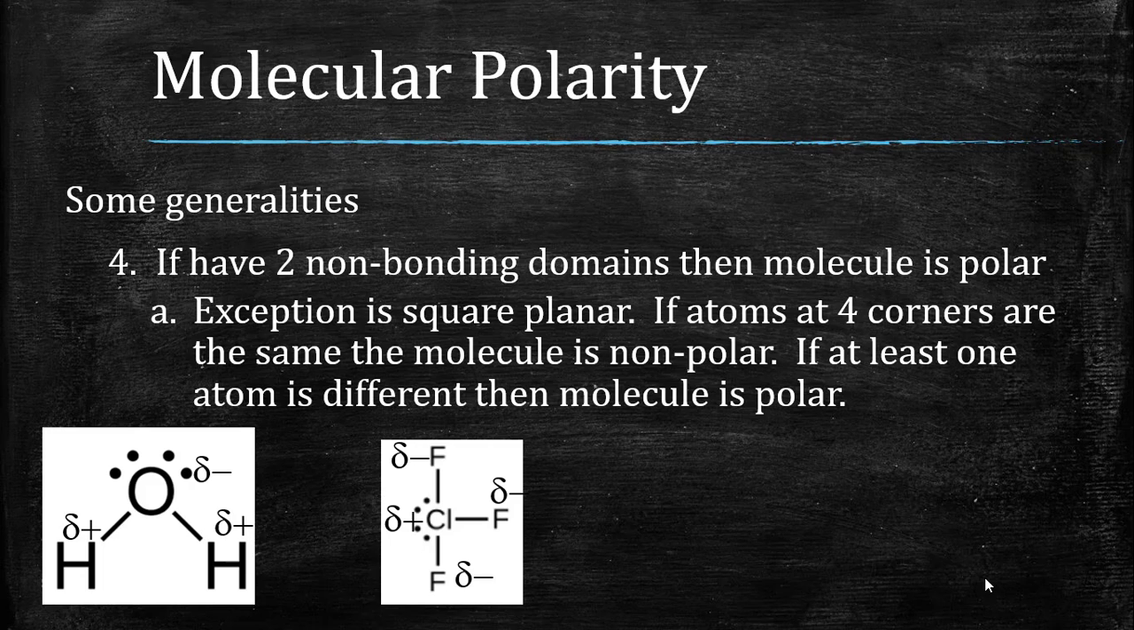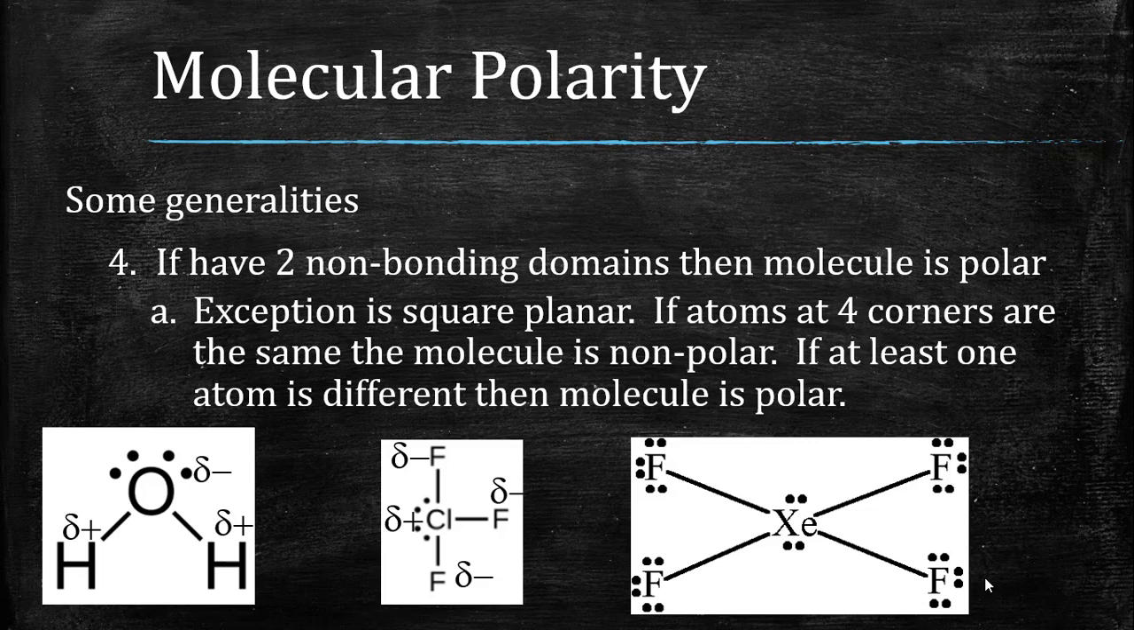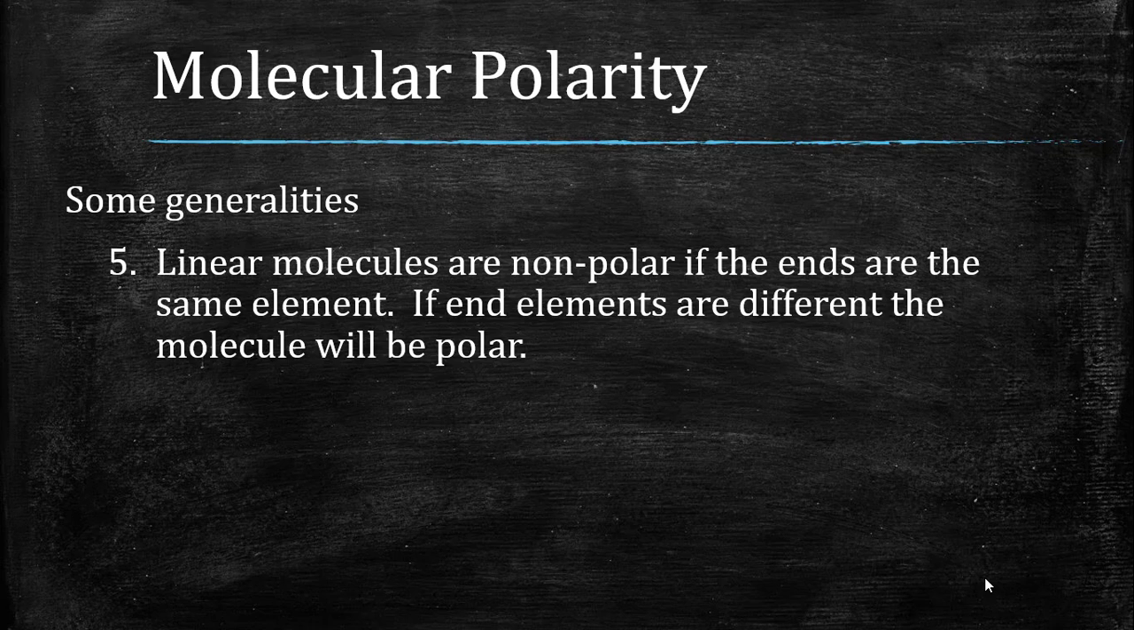When you have 5 electron domains but 2 non-bonding domains, you end up with a T shape and the vectors do not cancel out. In a square planar, if all 4 of the corner elements are the same, the vectors will cancel out, as you can see here, and so that would be nonpolar. Linear molecules will be nonpolar if the 2 end elements are the same. If the 2 end elements are different, then the molecule will be polar.